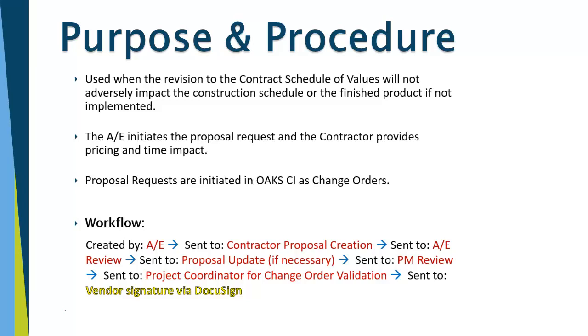The workflow is created by the architect, sent to the contractor for proposal creation, sent back to the architect for review. It can go for update if necessary, then sent to the project manager for review, and then to the project coordinator for change order validation. Finally, the project coordinator will create the DocuSign document and send out for vendor signature via DocuSign.